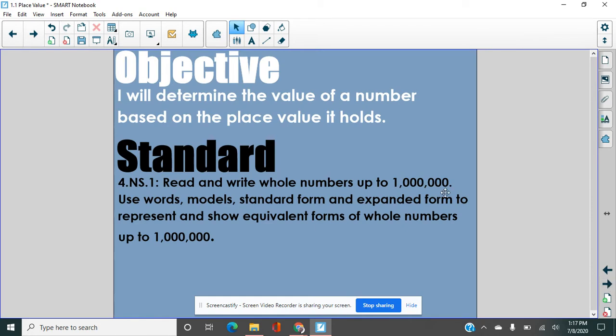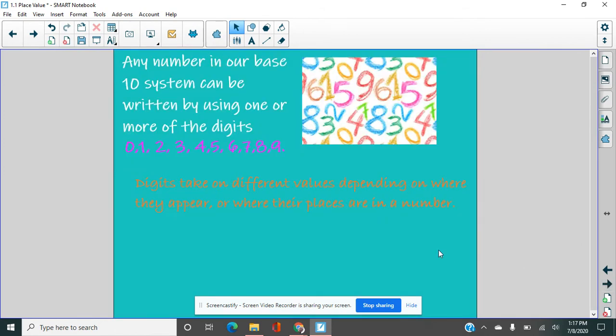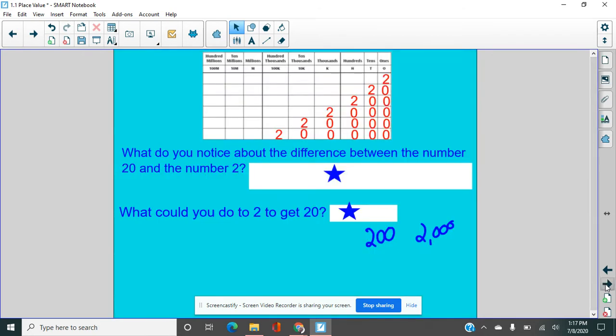So our goal today is to be able to determine the value of a number, right? What it's worth based on the place value it holds. And that helps us to reach this standard, especially this part here about using words and models to represent whole numbers. Okay. As we've been talking about, any number in our base 10 system, that's what they call our number system, can be written using one of these digits. And the digits take on a different value depending on where they appear or where their places are in a number. This is called place value.